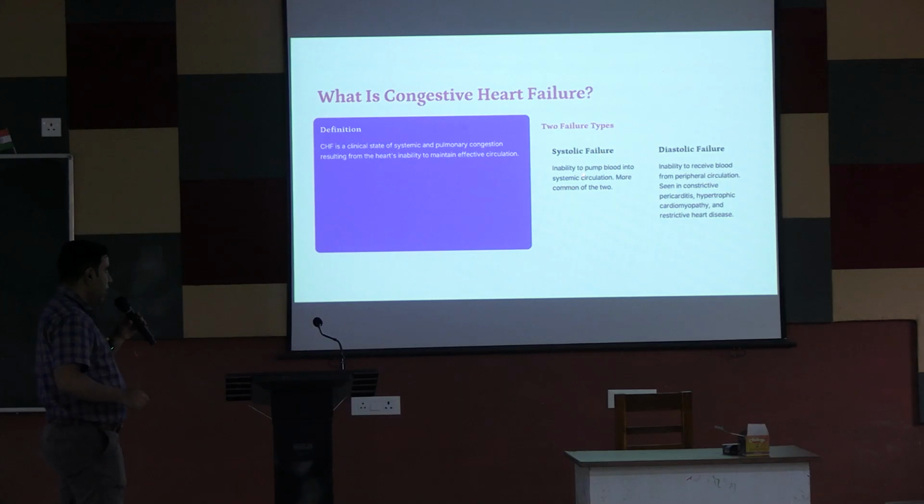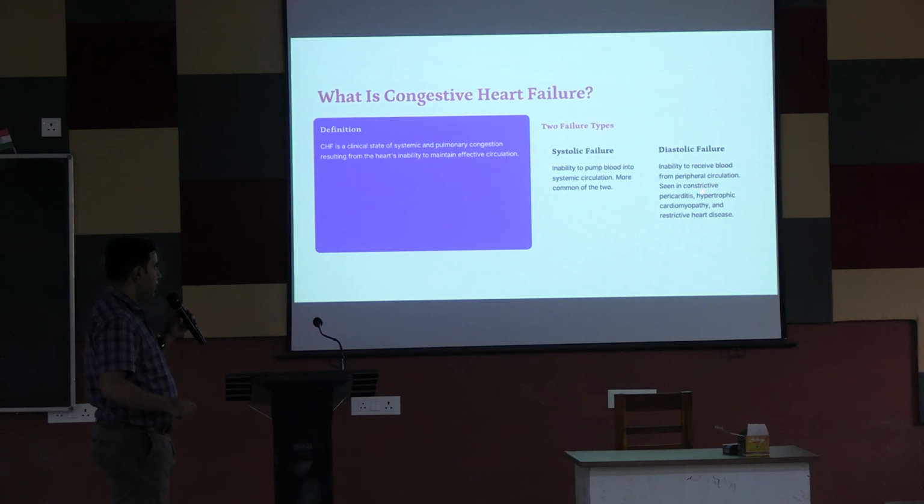Two types: systolic, inability to pump the blood into the systemic circulation. This is the most common. And what is diastolic? Inability to receive the blood from the peripheral circulation, seen in constrictive pericarditis, hypertrophic cardiomyopathy and restrictive heart disease. Means here the heart is not able to receive the blood, and there the heart is not able to pump the blood into the systemic circulation.